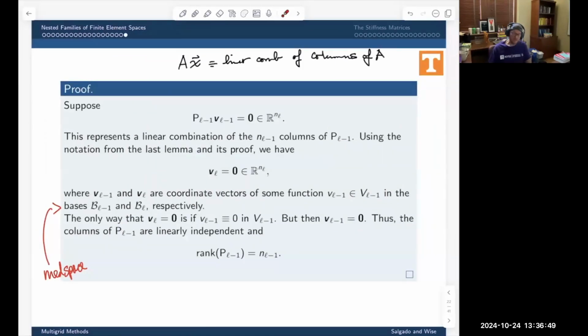All right, I'm going to pause there and take any questions you guys might have. It's a good little place to take a break. You can turn your cameras back on. So before we get into talking about the stiffness matrices, any questions about these spaces?